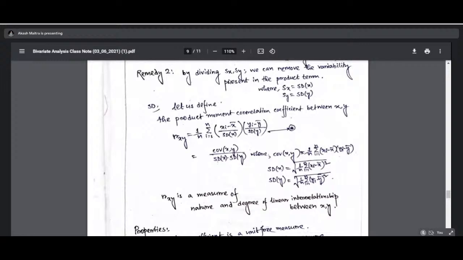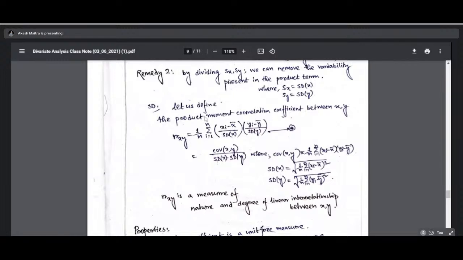So now the product moment correlation coefficient between x and y, which was suggested by Karl Pearson, is Rxy. It is the definition of the product moment correlation. We say it as Rxy, which is 1 by n summation i equals 1 to n of xi minus x bar into yi minus y bar, divided by standard deviation of x and standard deviation of y. So there are two remedies: 1 by n, that is we divide by n, and the standard deviation of x and standard deviation of y.